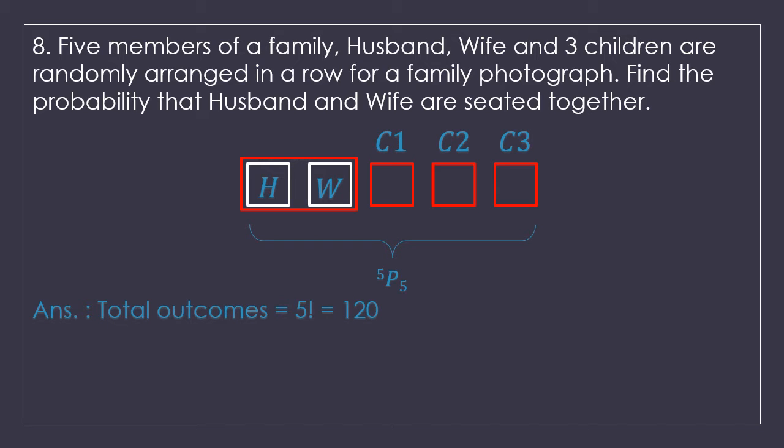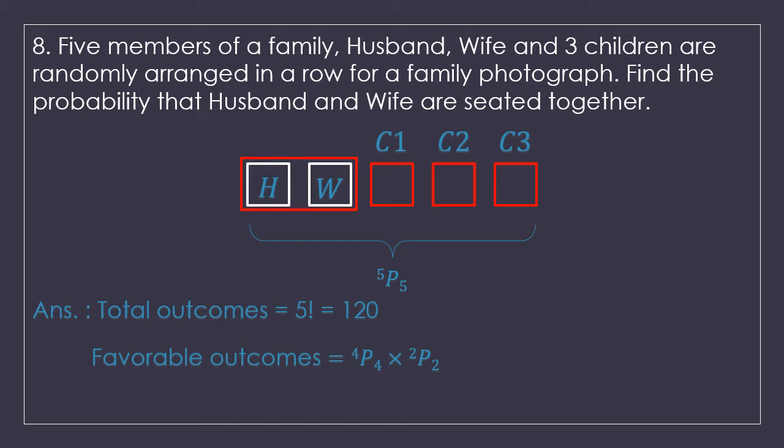And additionally, you can see 2 white boxes. Yes, husband and wife could be interchanged. That means husband can sit first and wife afterwards, or wife can sit first and husband afterwards. So because 2 white boxes are there, I will call it 2p2, 2 people sitting in 2 places. So 4 red boxes will make it 4p4 and 2 white boxes will make it 2p2. So our favorable outcomes here are 4p4 multiplied by 2p2.